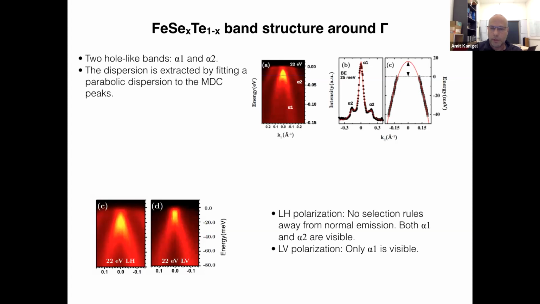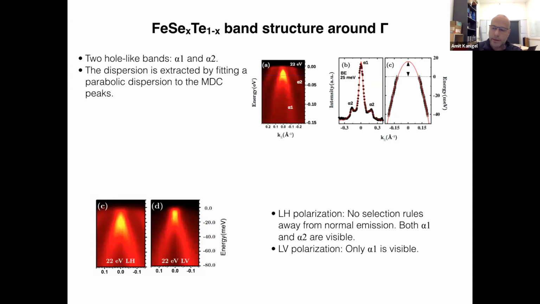So here you can see one band which is crossing the Fermi level. We call that band alpha 2, and this band creates a pocket around the gamma point. And you can also see alpha 1, which is a band approaching the Fermi level but never crossing it, and it approaches to about 15 to 20 millivolts from the Fermi level. And this is exactly the band that is supposed to mix with the PZ band.